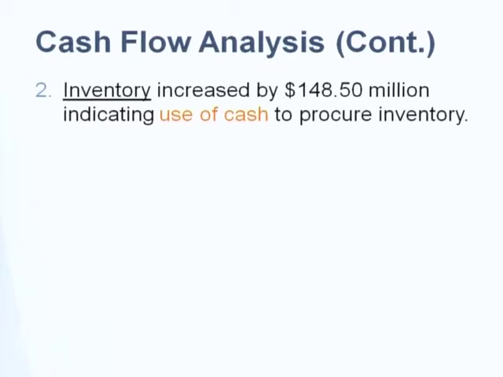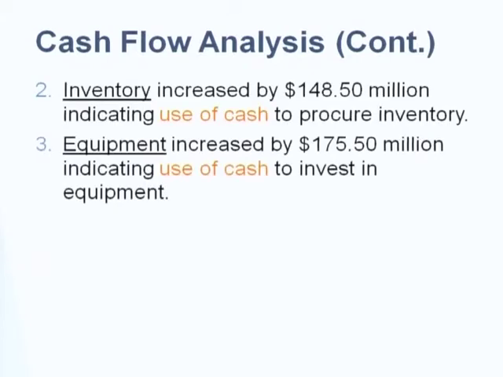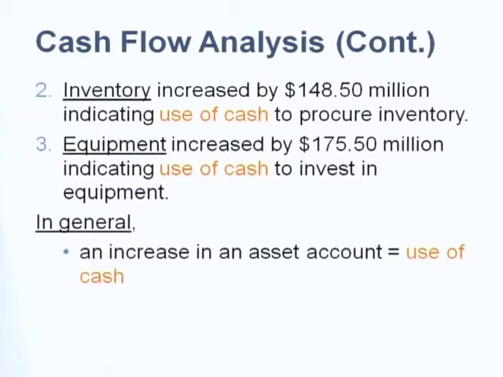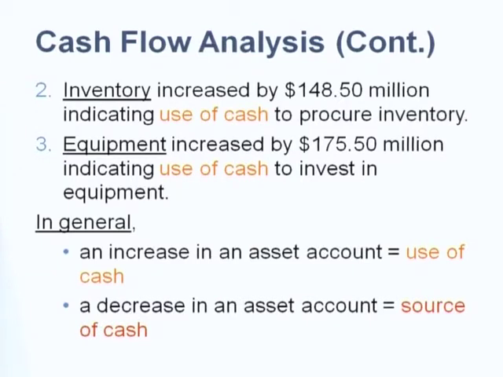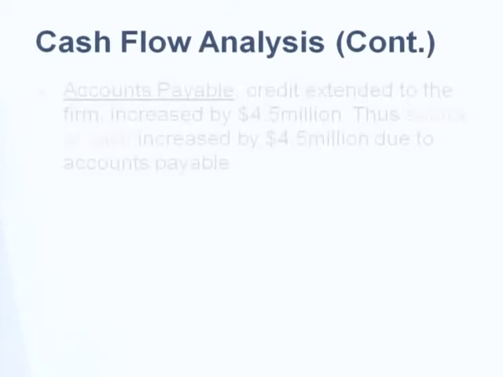Inventory, you see from the balance sheet, increased by 148.5. It means use of cash to buy inventory. Equipment also increased by 175.5 million, showing use of cash to invest in equipment. So in general, any increase in an asset account means the use of cash. Any decrease in an asset account means the source of cash.